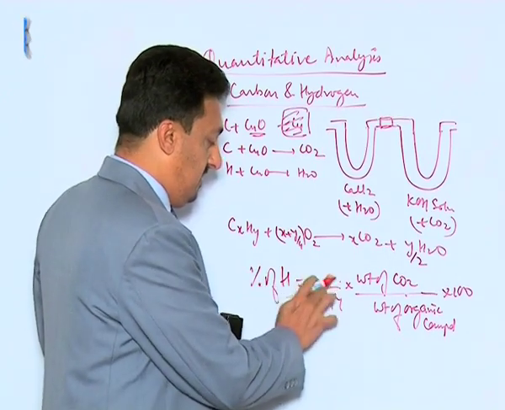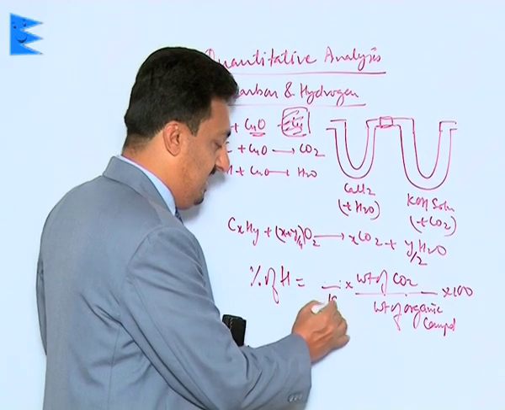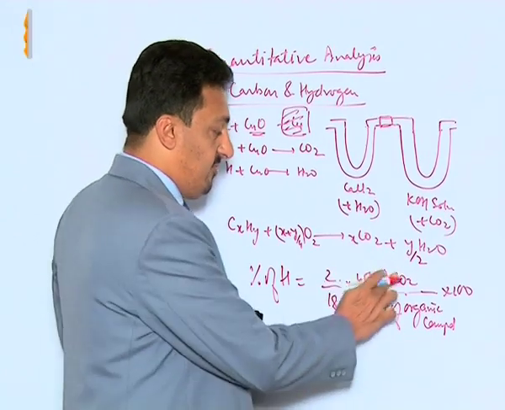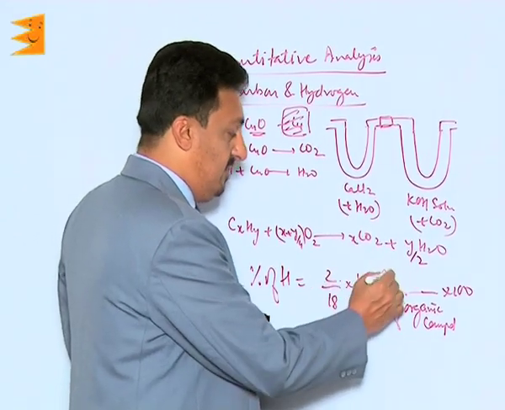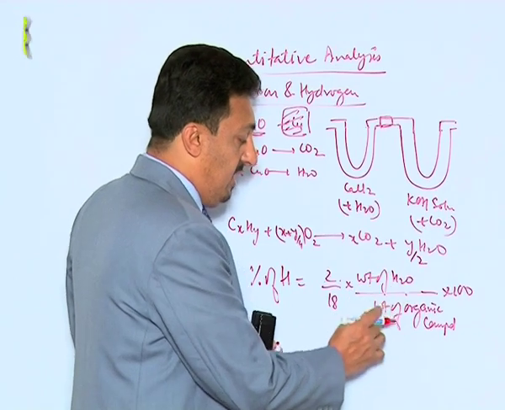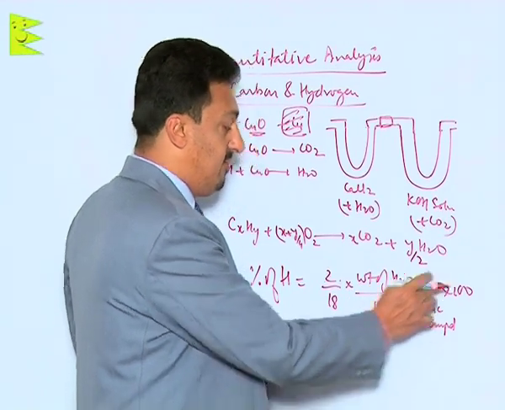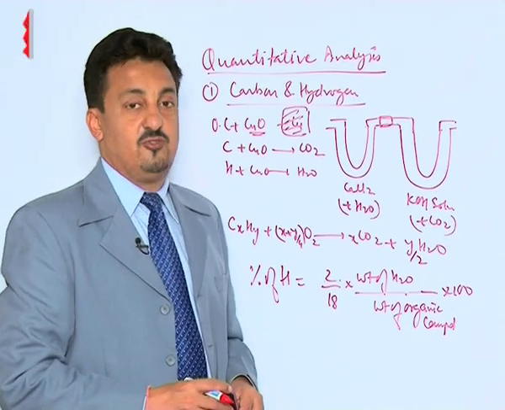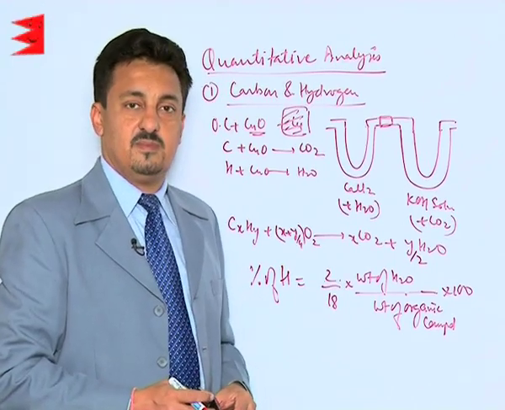In a very similar way, if we want to find out the percentage of hydrogen, it will be in water. We know that water is 18. There are two hydrogens. So 2 upon 18 into weight of water formed upon weight of the organic compound into 100 will give us the percentage of hydrogen in the organic compound.